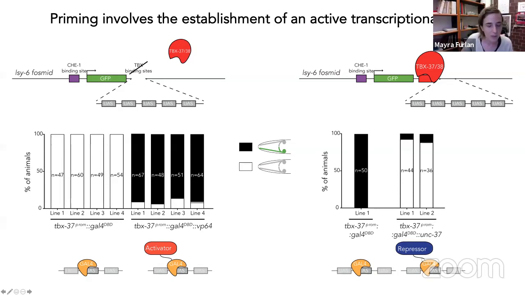So this experiment with the GAL4 activator, did you test if this works once the locus is refractory? Thank you so much. That is my next slide.